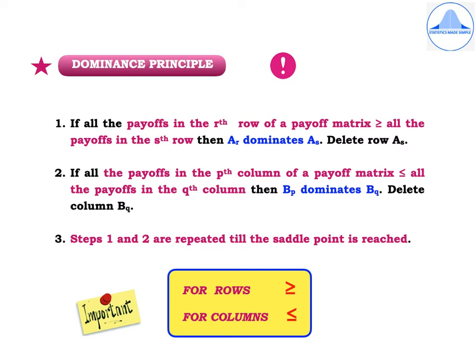Now, a simple way to remember the dominance principle is for the rows, we check whether all the payoffs in a particular row are greater than or equal to all the payoffs in another row. Then for columns, we check if all the payoffs in a particular column are less than or equal to all the payoffs in another column. So for rows, it is greater than or equal to, and for columns, it is less than or equal to. This is an important point to remember.